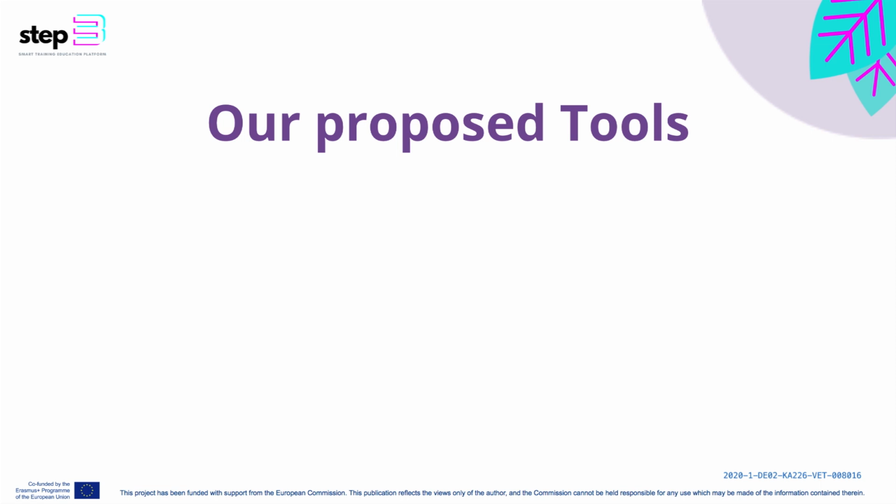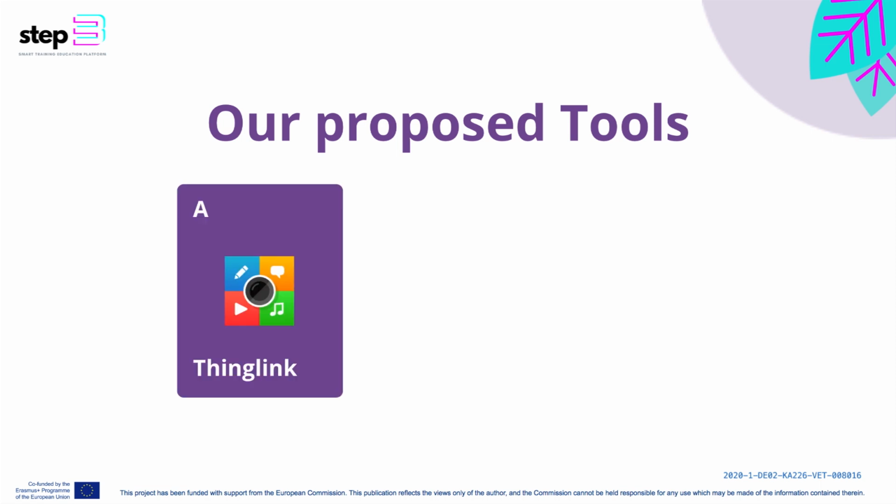The first tool presented is ThingLink, because it is great for 3D models, and 3D models are highly compatible with explaining devices. And it is also great for making decision trees, which are commonly used to train for technical troubleshooting.